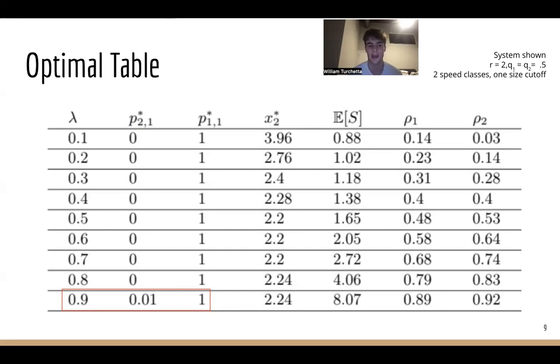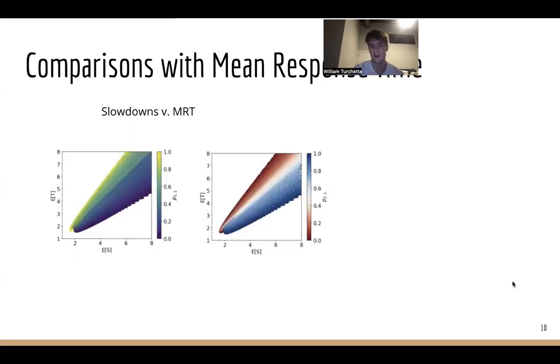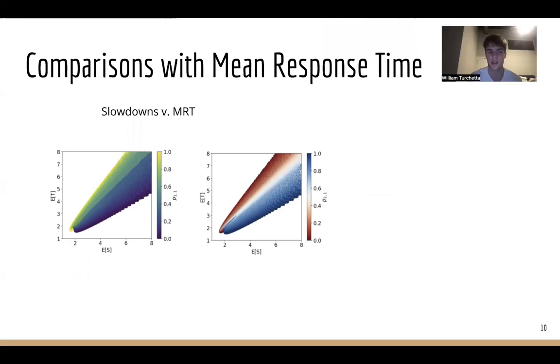And yeah, so then the other thing we looked at is we tried to compare slowdown to mean response time. Here we have two charts, where both have expected slowdown on the x-axis and mean response time on the y-axis. The one on the left is the probability that we're sending a big job to a fast server, and the one on the right is the probability we're sending a small job to a fast server. And basically what we find is that expected slowdown and mean response time are directly related, so if one gets better, the other likely gets better, or if one gets worse, the other will also likely get worse. And that makes sense because they both have some qualification of how long a job is waiting at a server. But they're not exactly the same thing.